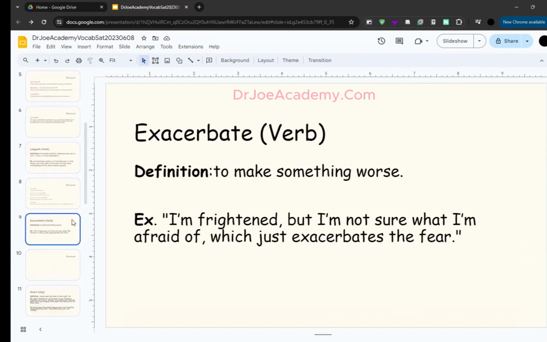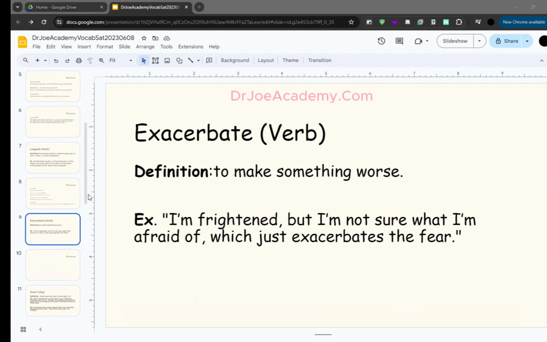Now, our next word is the word exacerbate, which is a verb. So Eric, do you want to go ahead and read the definition and example for this word? Exacerbate, to make something worse. I'm frightened, but I'm not sure what I'm afraid of, which just exacerbates the fear.